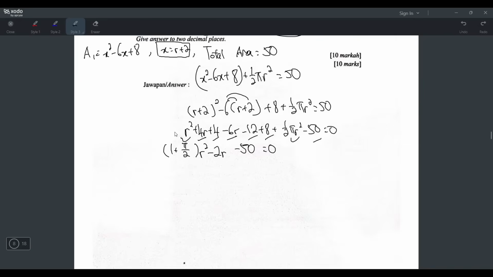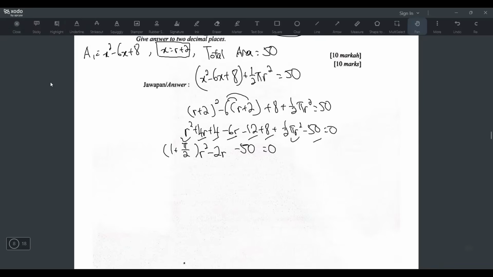Let me tell you how I know. It's because your A is a very awkward value. Your A is 1 plus pi over 2, and pi is like 3.142 and so on. So definitely, if your A is like that, it means your answer will not be a good looking answer. So to find r, you have to use another method, which is the quadratic formula.